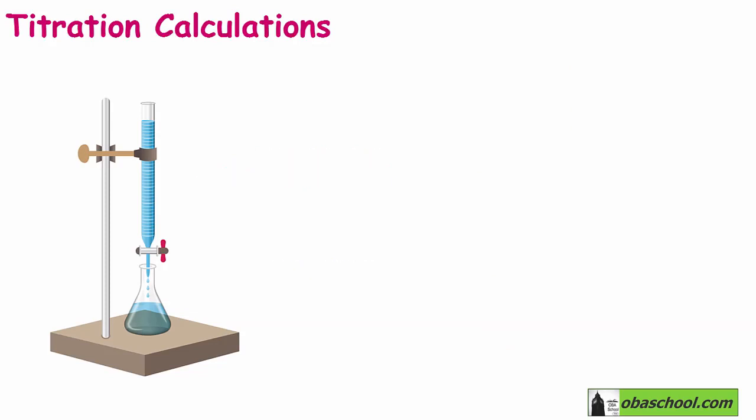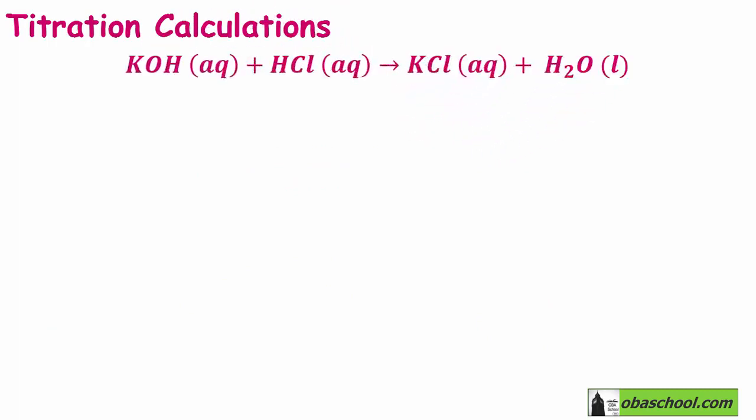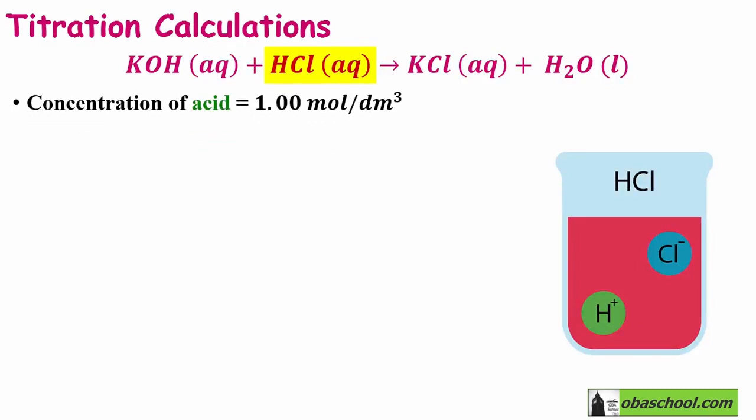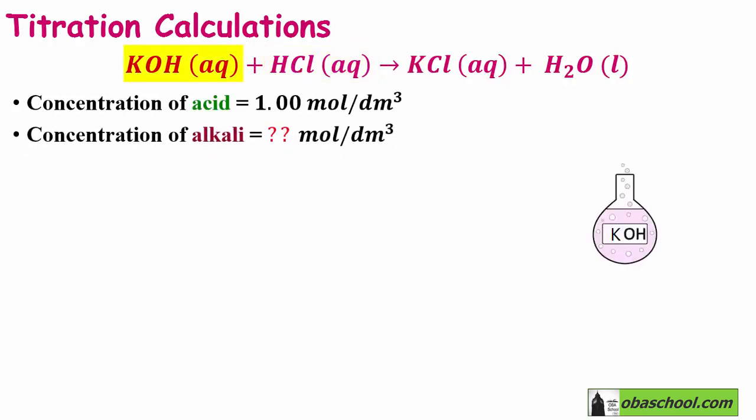First of all, keep in mind to start with the balanced simple equation for the reaction, which is KOH plus HCl will produce KCl and H2O. The concentration of the acid, which is HCl, is known, and it's equal to 1.00 mol per dm³. On the other hand, the concentration of the alkali, potassium hydroxide, KOH, is unknown. We want to find the concentration of the alkali.